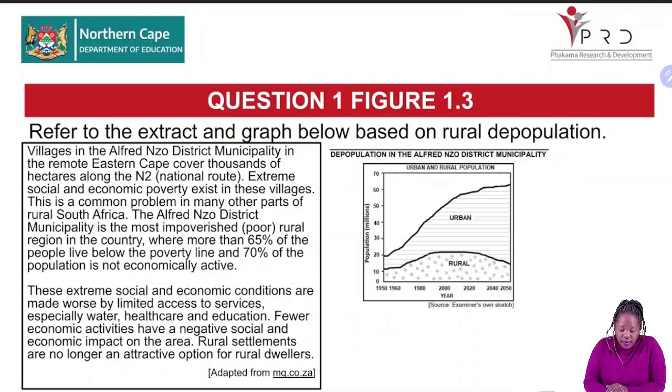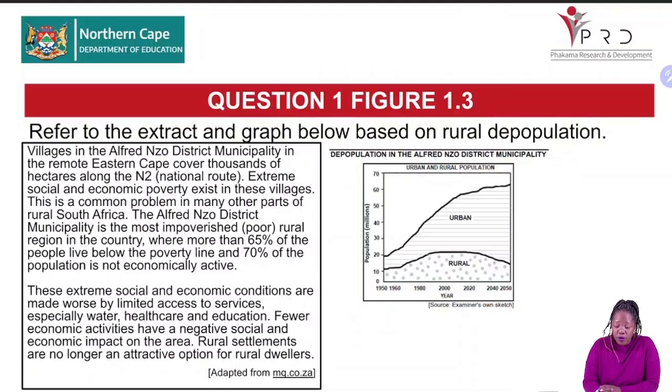More than 65% of the people live below the poverty line and 70% of the population is not economically active. These extreme social and economic conditions are made worse by the limited access to services, especially water, healthcare, and education. So fewer economic activities have a negative social and economic impact on the area. Rural settlements are no longer an attractive option for rural dwellers.